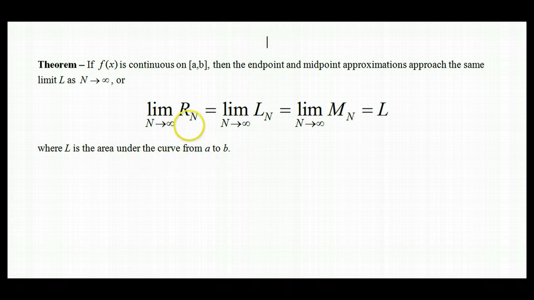So that's how we use rectangles to find the exact area under the curve: we let the number of rectangles go to infinity, so that each of those delta x's, each of those widths, gets really, really small and is a better and better approximation, so much so that it's the exact area under the curve, and in this case we're calling that L. So if this limit exists, then we would say that we can find the exact area under the curve from a to b.